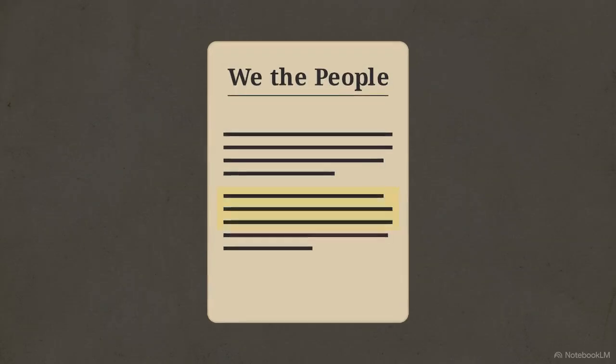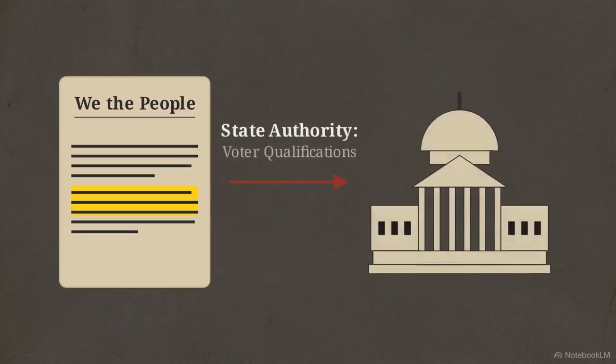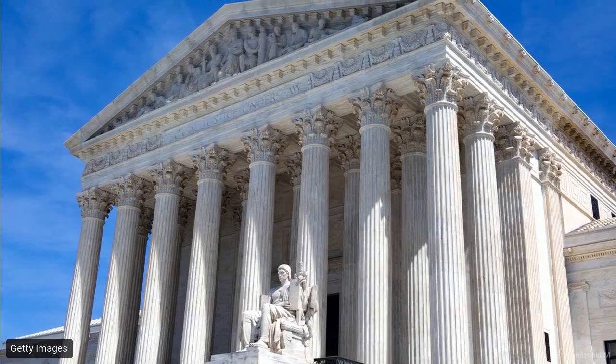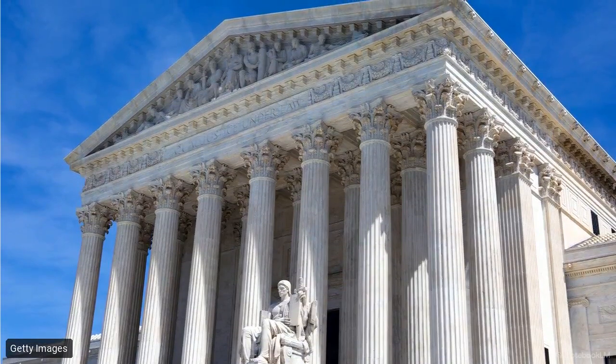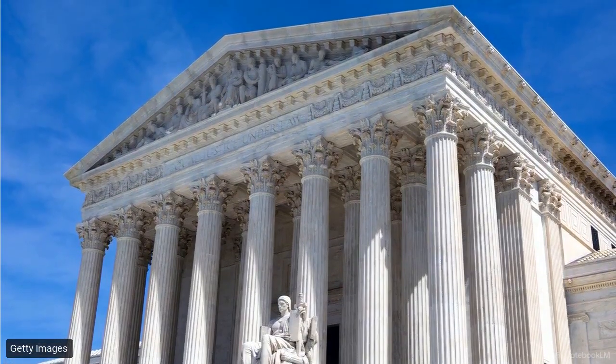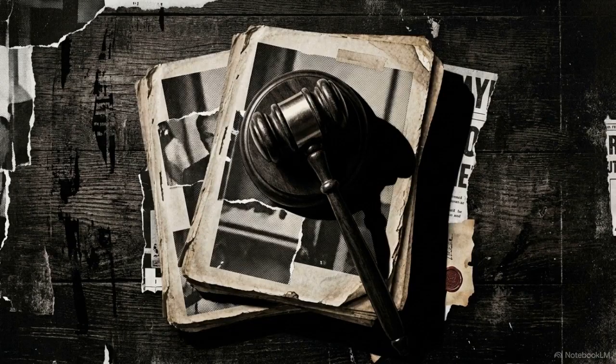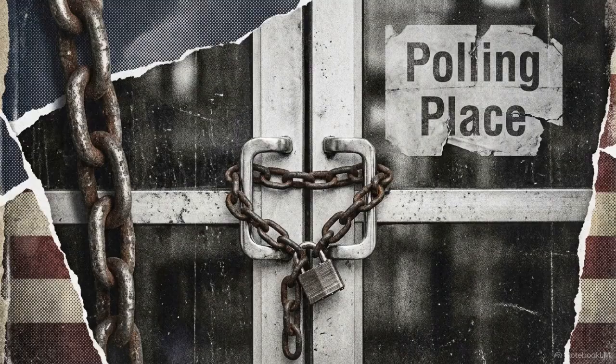The text of the Constitution explicitly grants individual states the broad authority to dictate voter qualifications and manage their own elections. Over the last decade, the United States Supreme Court has systematically dismantled the core protections of the 1965 Voting Rights Act. In decisions like Shelby County and Brnovich, the court struck down the preclearance formula and raised the burden of proof for plaintiffs. This made it exponentially harder to challenge discriminatory state voting laws.